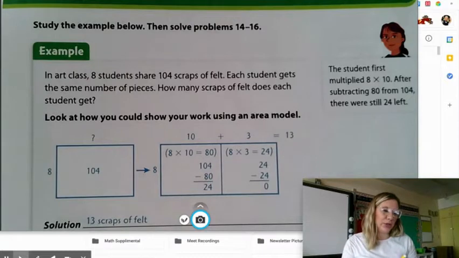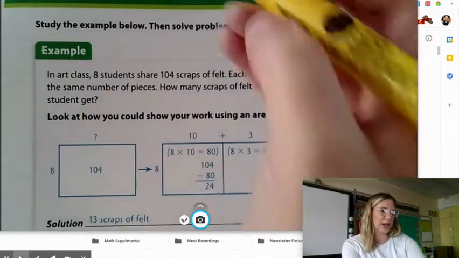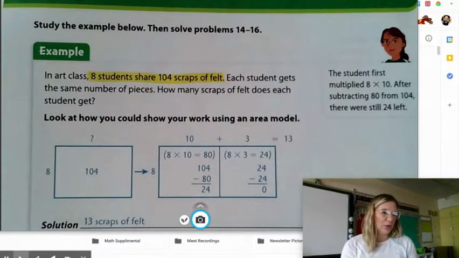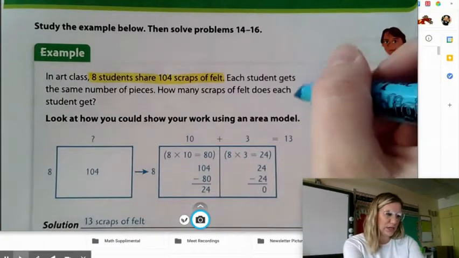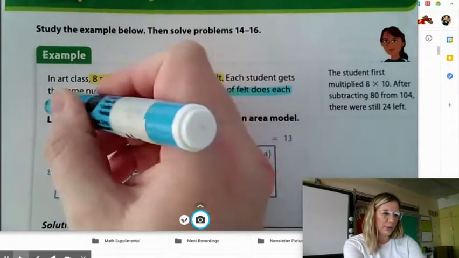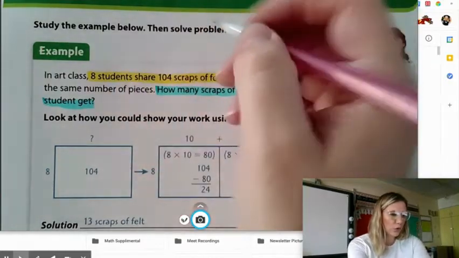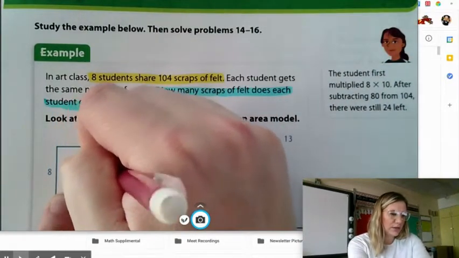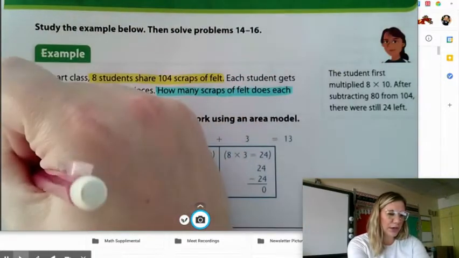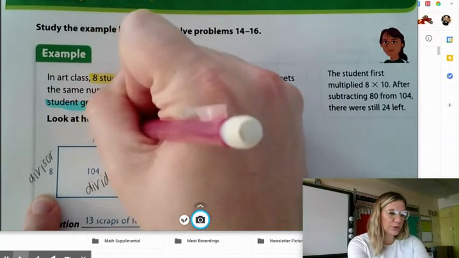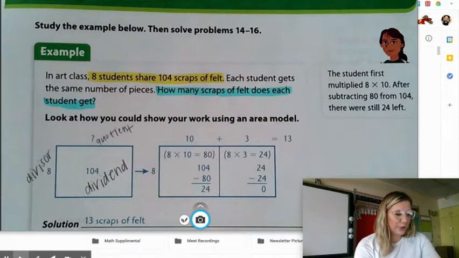So we're going to start with the example. In our class, 8 students share 104 scraps of felt. Each student gets the same number of pieces. How many scraps of felt does each student get? So our total, our dividend, is 104. Our divisor is 8. And our quotient, we don't know. We are solving for it. So they used an area model.